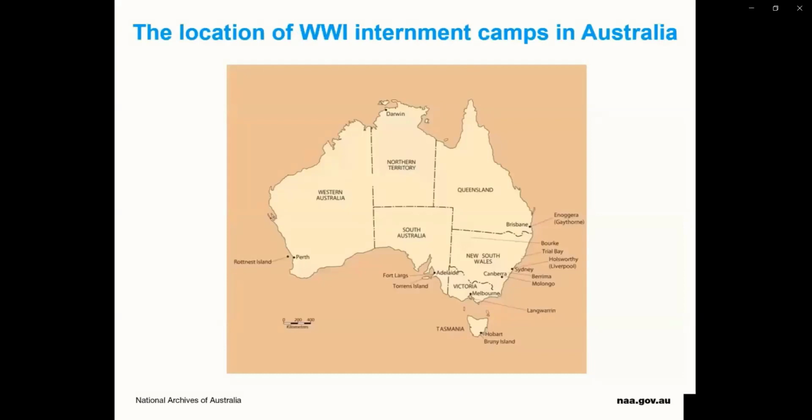Internees were accommodated in camps around Australia, often in remote locations. The camps were administered by the army and run along military lines. They were often referred to as concentration camps. At the end of each war, the internment camps were closed down.